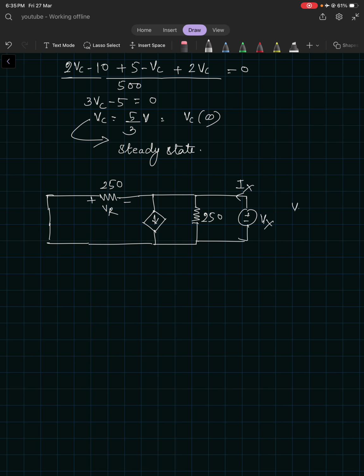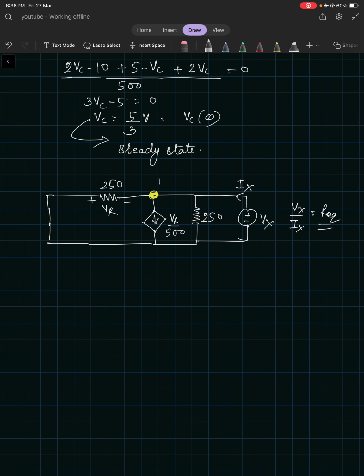Now this Vx upon Ix will be the R equivalent, or you can also call it RTH. RTH stands for Thevenin resistance, right? So we need to find out this Vx upon Ix. This one was VR upon 500, right? So let's again solve the KCL at this particular node. If we apply KCL, we will get this Vx upon Ix. So let's solve it.